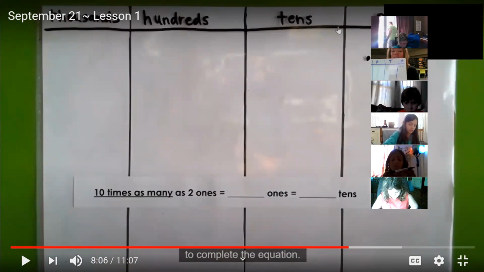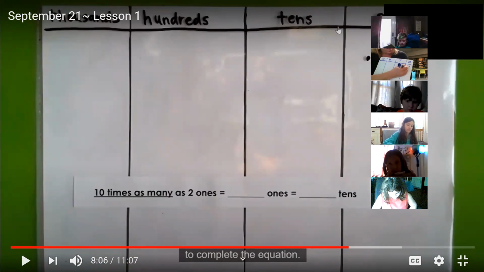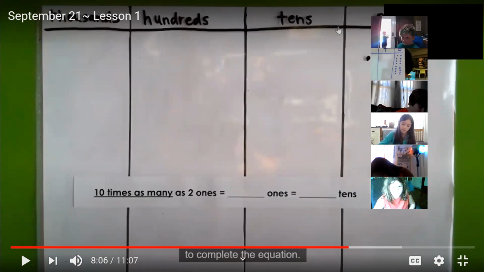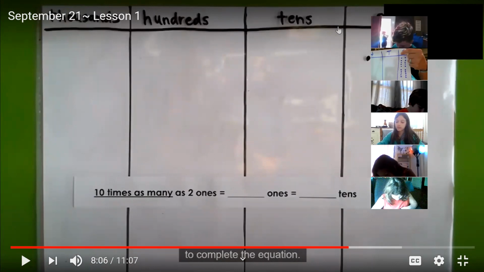Now to show 10 times more, I'm going to start with my 2 ones, and I'm going to turn each of these into a row of 10. Almost like making an array, back to when you first learned about multiplication. So I initially had my 2 ones, and since I'm going 10 times more, I'm going to put 10 in my first column, 10 in my second column. There you go.